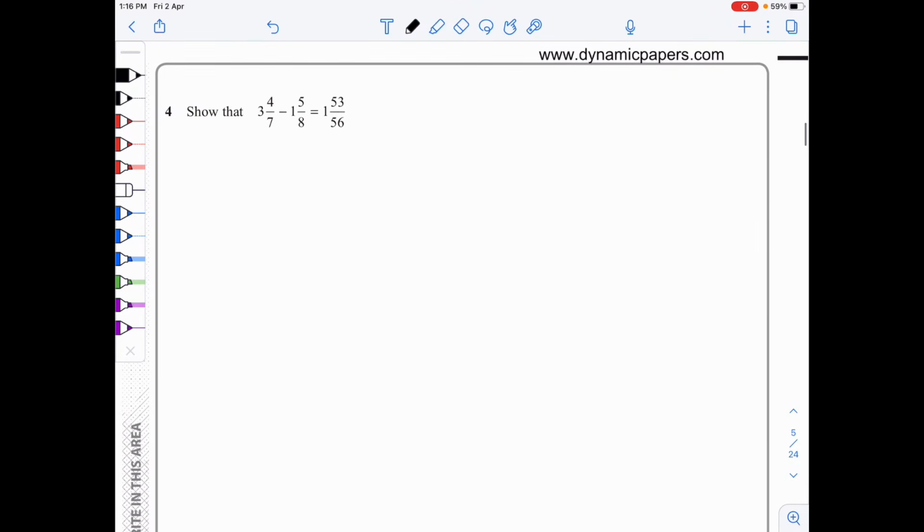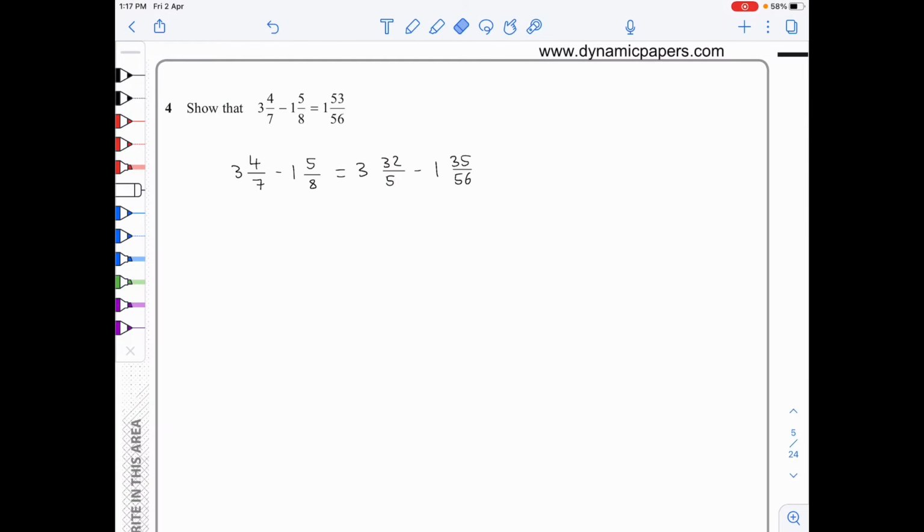In 4, we need to show that the given calculation gives a result of 1 and 53 out of 56. We can't really be using a calculator here, so we can start off with 3 and 4 over 7 minus 1 and 5 over 8. I will convert this into equivalent fractions with a common denominator of 56. So 7 goes 8 times into 56, so that's going to be 32 out of 56 minus 1 and 35 over 56.